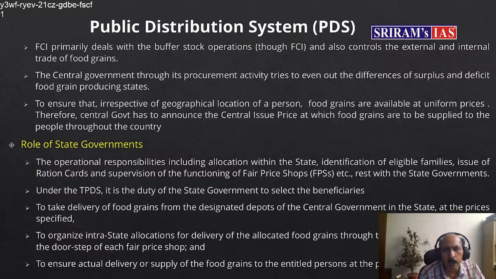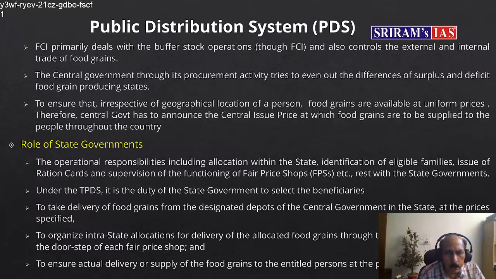grains. But the second important role of the central government is that the food grains are available at affordable price throughout the country. No matter which part of the country you are living in, the food grains made available to you through the PDS system should be available at the same price. Therefore, the government has to announce the central issue price to ensure that the food grains which are procured by the central government from farmers and made available through states throughout the country are available at uniform and affordable price.